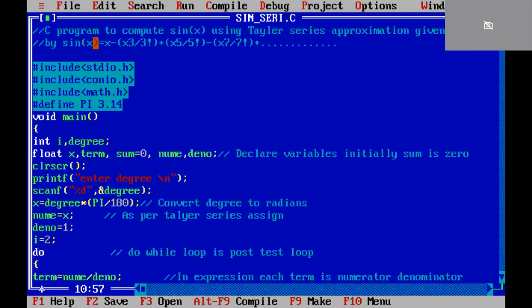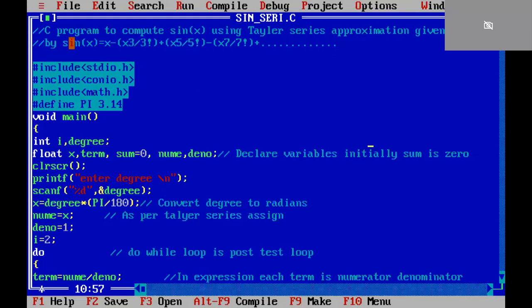Hello. Here we have to discuss a lab program to compute sine of x using the Taylor series approximation method. Here, the Taylor series approximation method is a mathematical equation given by sine of x is equal to x minus x cube by 3 factorial plus x to the power of 5 divided by 5 factorial minus x to the power of 7 by 7 factorial plus it goes on. The series is going to continue.